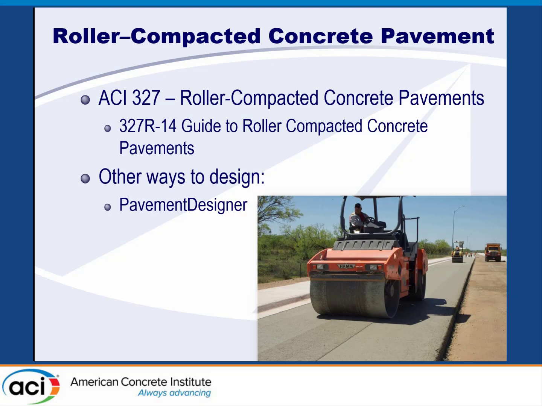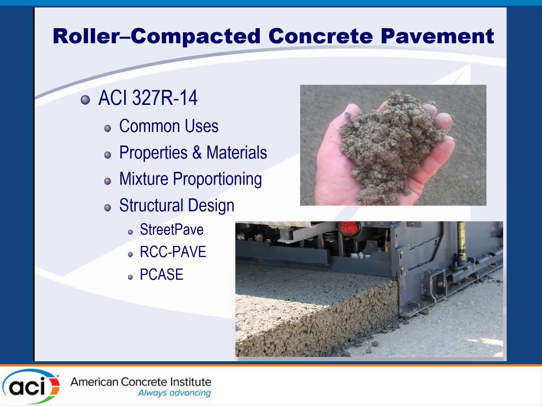So then our other types of materials: we also design streets with roller compacted concrete or pervious concrete pavement, but they're a little different, so those are covered by two different committees. We have ACI 327, which covers roller compacted concrete. The 327R14 guide is the guide to roller compacted concrete pavements. The other way to design these pavements is with Pavement Designer, which we'll show in just a bit.